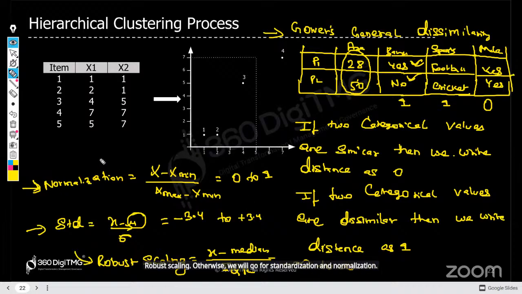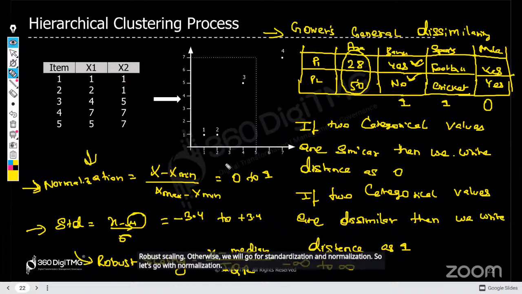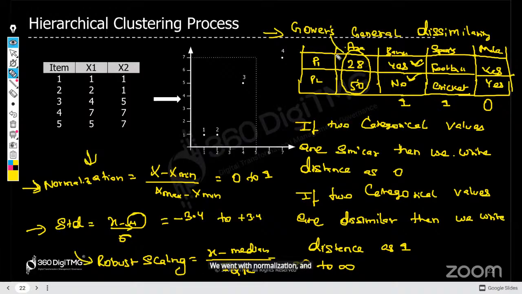So let's go with normalization. We went with normalization and we normalized the data. Let's suppose after the data gets changed, we are getting values as 0.2 and 0.8. Now the distance between these two, we can write here 0.6. We got 0.2 and 0.8, and now the distance is 0.6. Now what we will do? We will assign weightage.